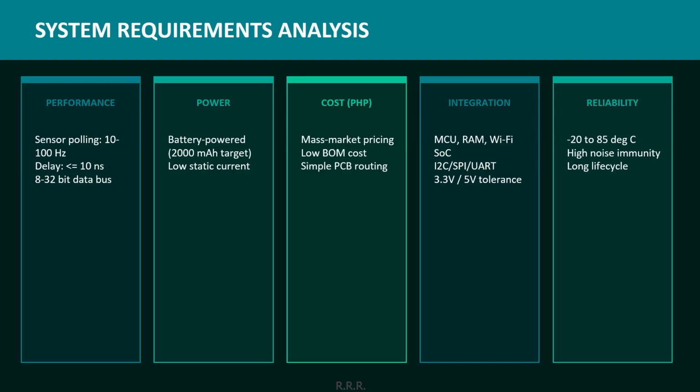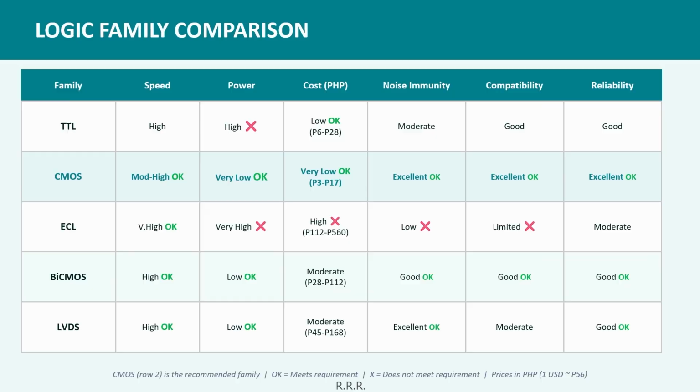Smart home devices go into living rooms, kitchens, and garages. The device needs to operate dependably across a wide temperature range and resist electrical noise from nearby Wi-Fi radios and switching power supplies. Now let's put all 5 logic families side by side and see how they stack up against our requirements.